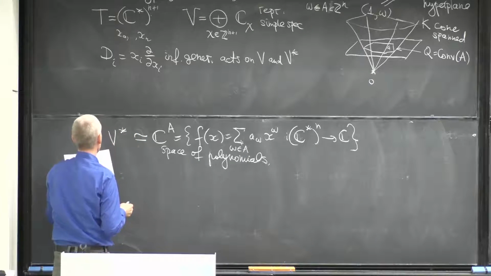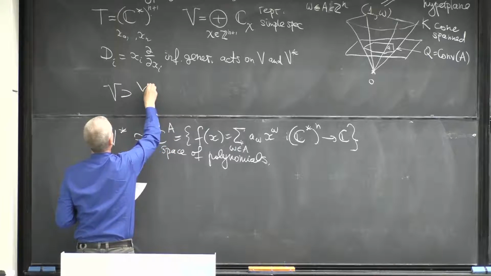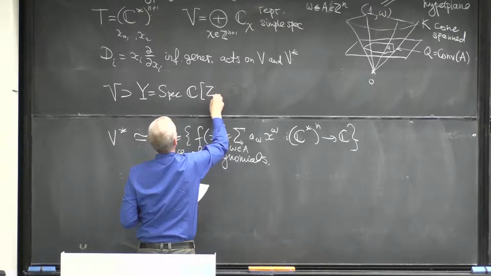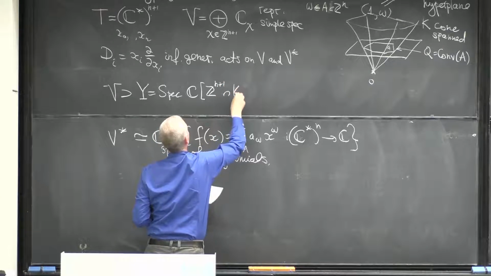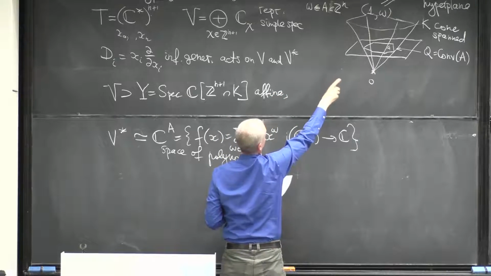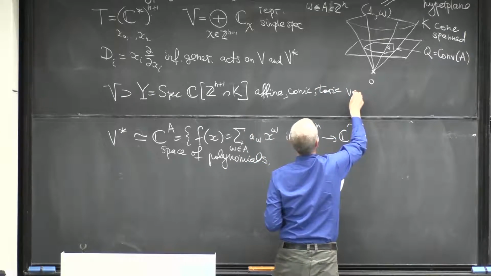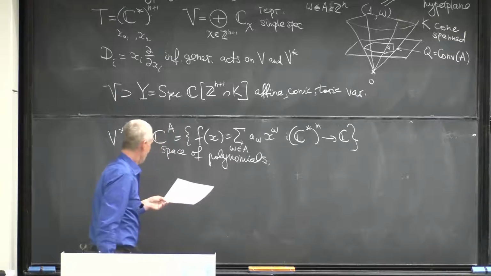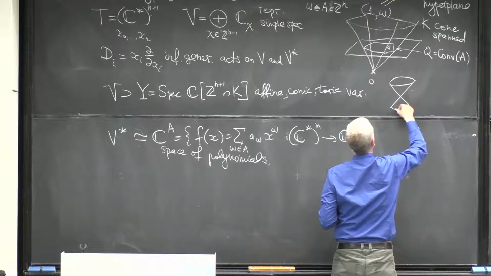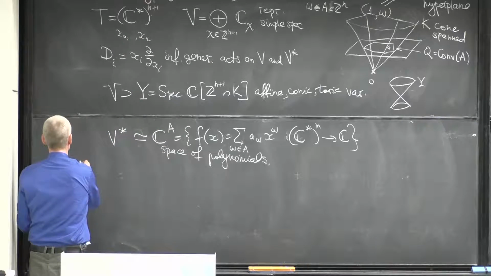So in this situation, inside V we have the toric variety Y, which is the spectrum of C of Z to the n plus 1 intersected with K. It is an affine, homogeneous, because of this condition, conic toric variety. So we can make somehow a picture like this, something like this. And then we choose an infinitesimal character.